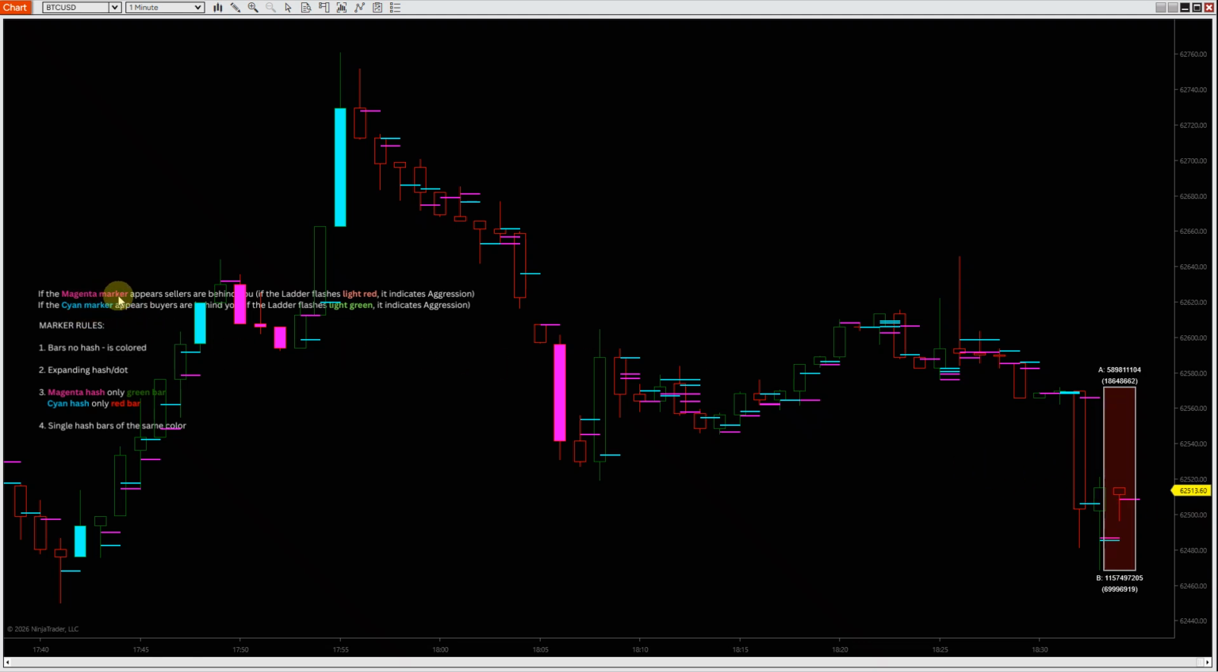If the magenta marker appears, sellers are behind you, so they need not go and break that price. That's what makes it bad. Just want to go ahead and tell you that. And then of course, if the cyan marker appears, they can be on that low. So you don't want them to go and run the price that that marker showed up on.